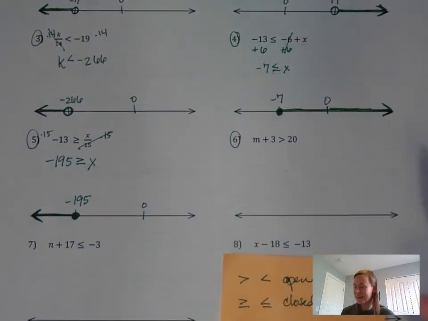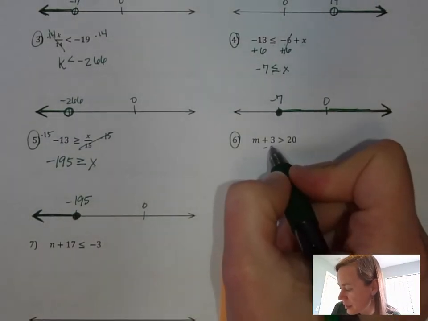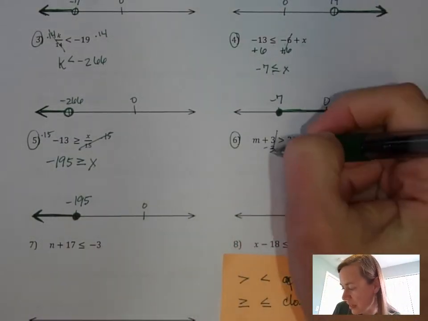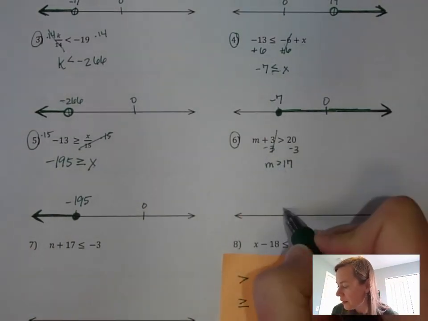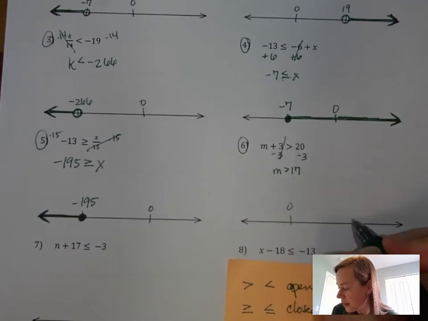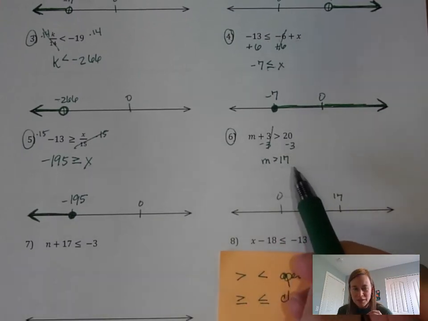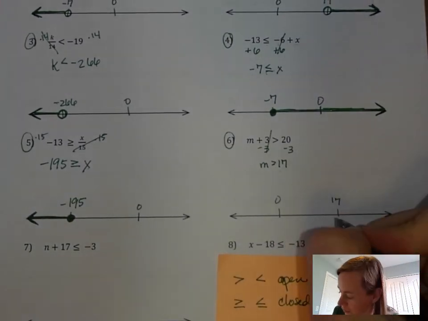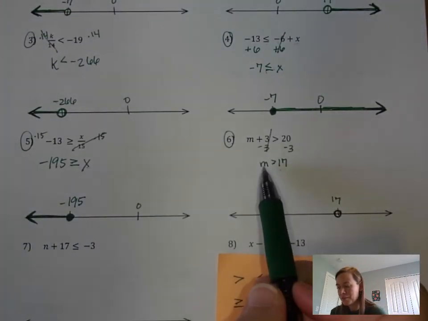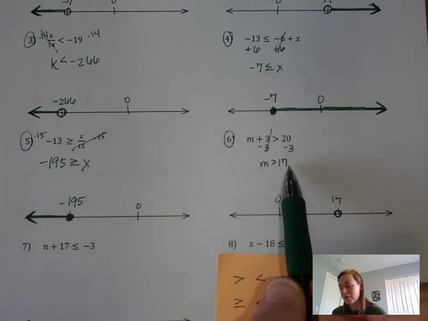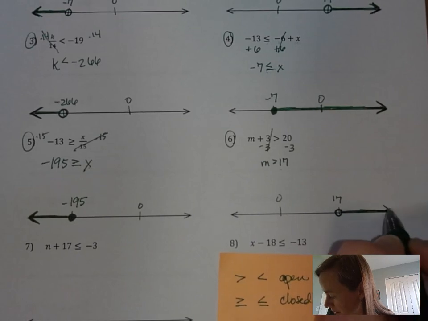Okay, one last one. m plus 3 is greater than 20. So let's get that m by itself by subtracting 3 from both sides, just like we would in an equation. We're going to be left with m is greater than 17. So I'll put my 0 here. 17 is a positive number, I'll put it over here. Is there an or equal to part to this sign? No, there isn't, so we have to do an open dot on 17. And then m, or the answers, are greater than 17. So let's draw our arrow towards where the bigger numbers live, which is off to the right.